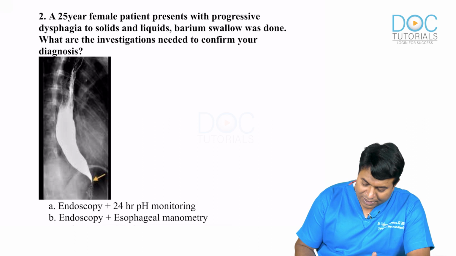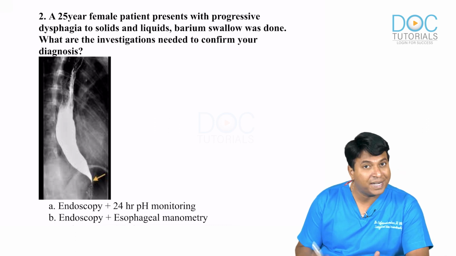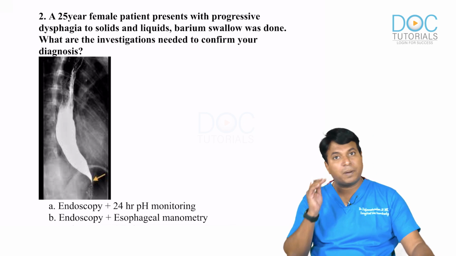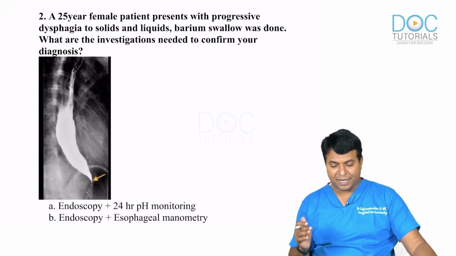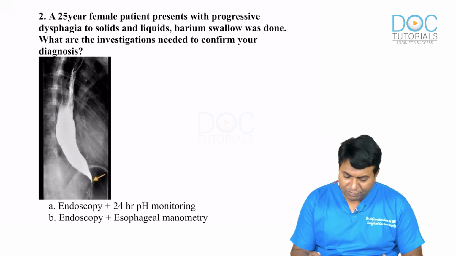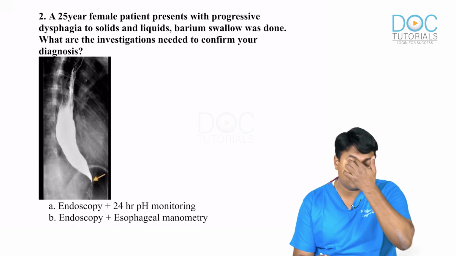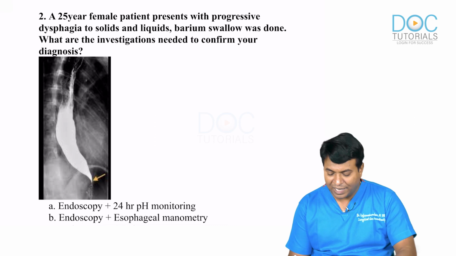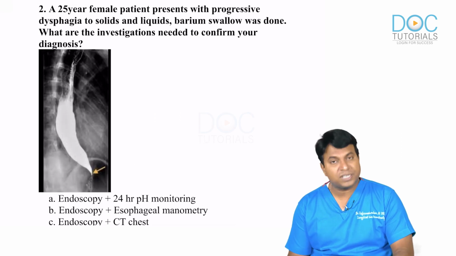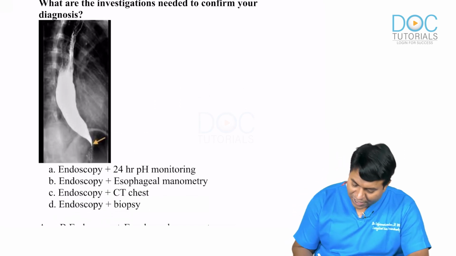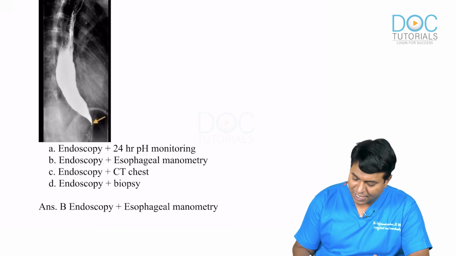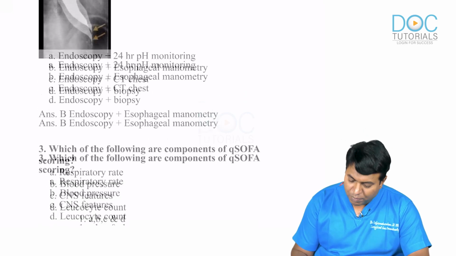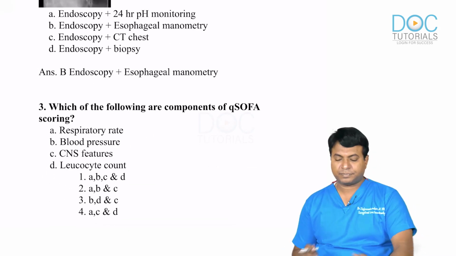This is not rat tail. This is a typical bird's beak appearance you are seeing here, an abrupt cutoff. Apart from that, you can think from the age itself. It is a 25 year old female, very young age. A young girl will get a typical condition, that is achalasia cardia. For achalasia cardia, the investigation of choice is esophageal manometry. Please don't forget, the answer is endoscopy with esophageal manometry.